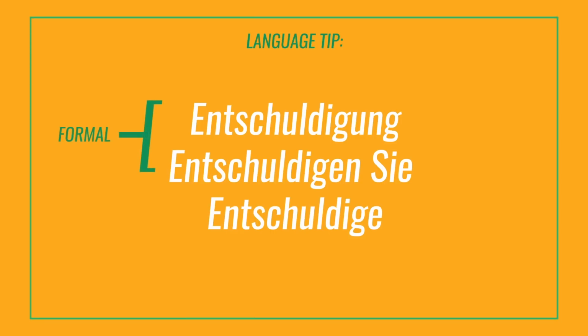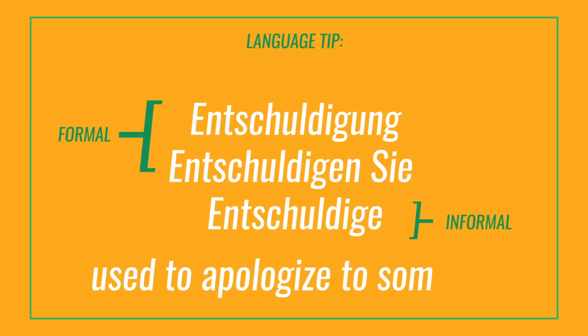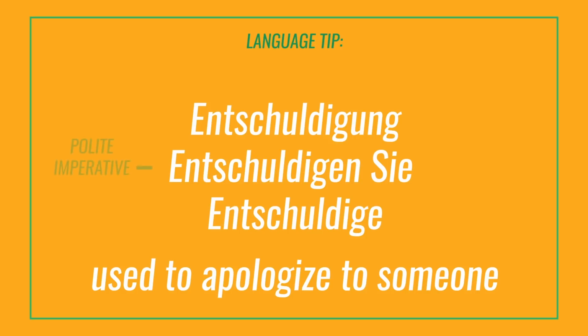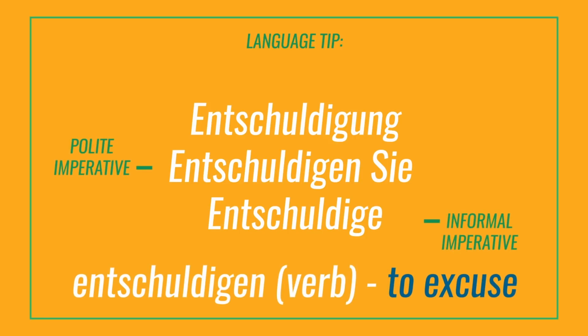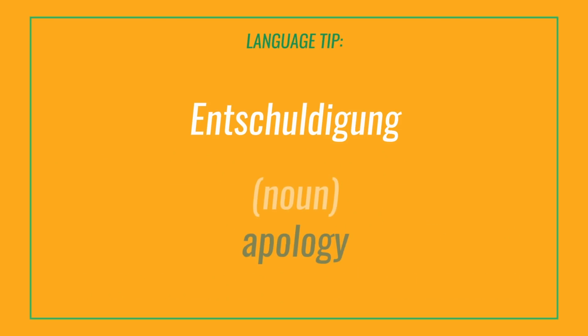Both Entschuldigung and Entschuldigen Sie, which are formal, and Entschuldige, which is informal, are used to apologize to someone. Entschuldigen Sie and Entschuldige are the imperative of entschuldigen, which means to excuse, and Entschuldigung means apology.